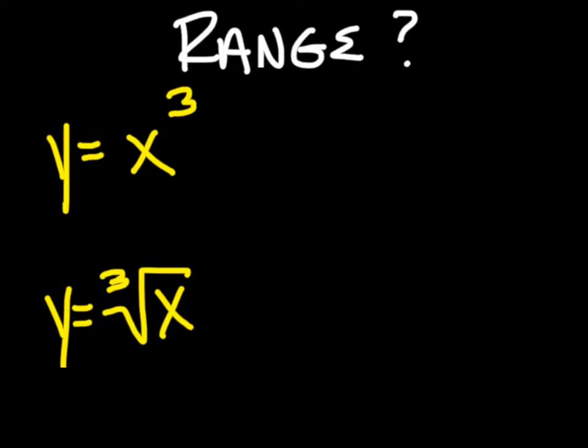Now what about the range? Is there any limit to what can come out for the answers? Can the answers be positive? Can they be negative? They can be 0. So it should be all real numbers for y equals x cubed and y equals the cube root of x.